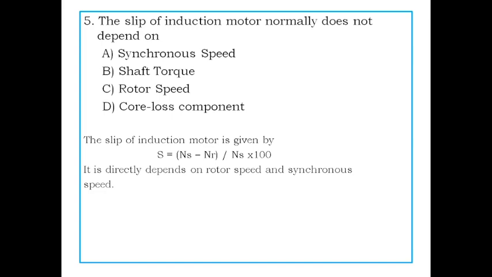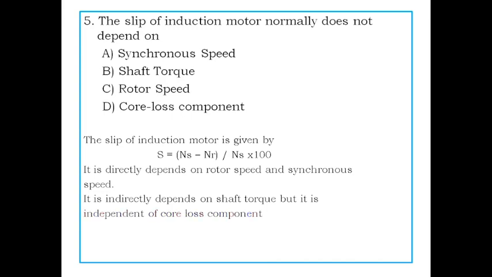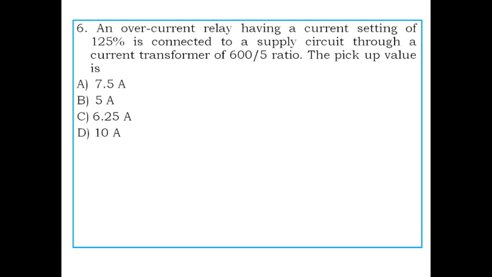Now we are left with the shaft torque and the core loss component. The slip is indirectly dependent on the shaft torque, because if speed reduces, shaft torque will also get affected. So it is again dependent on slip. Now the only thing left is the core loss component. Core loss components are not going to affect the slip. So the slip of an induction motor does not depend on the core loss component. That would be the answer for the given question.